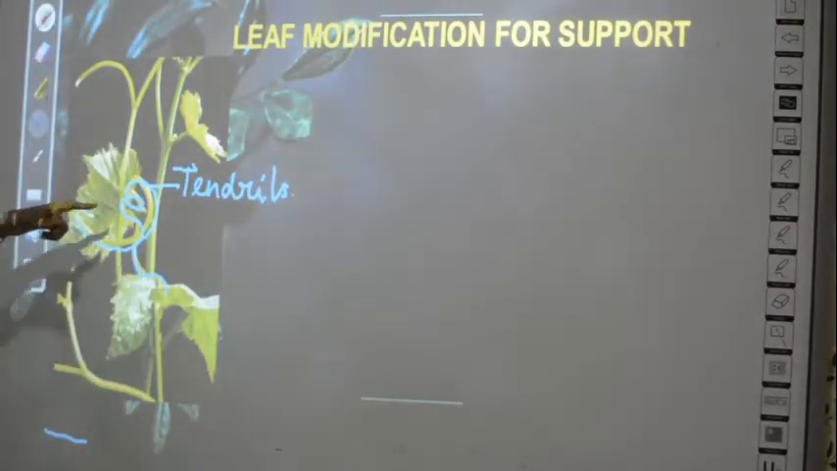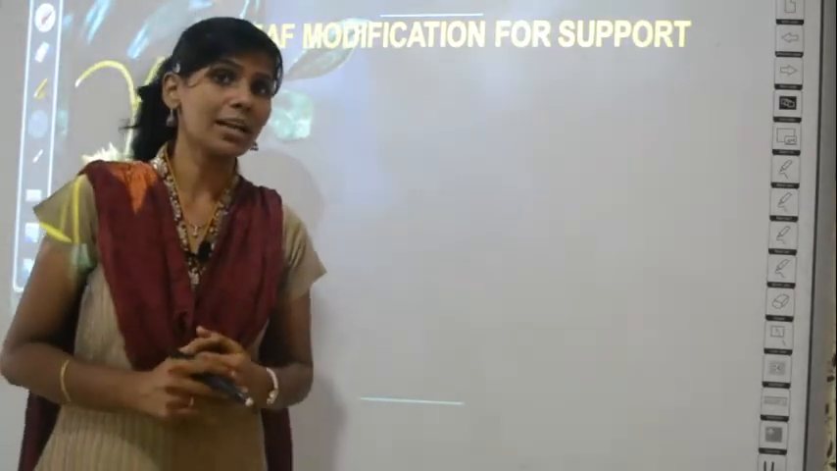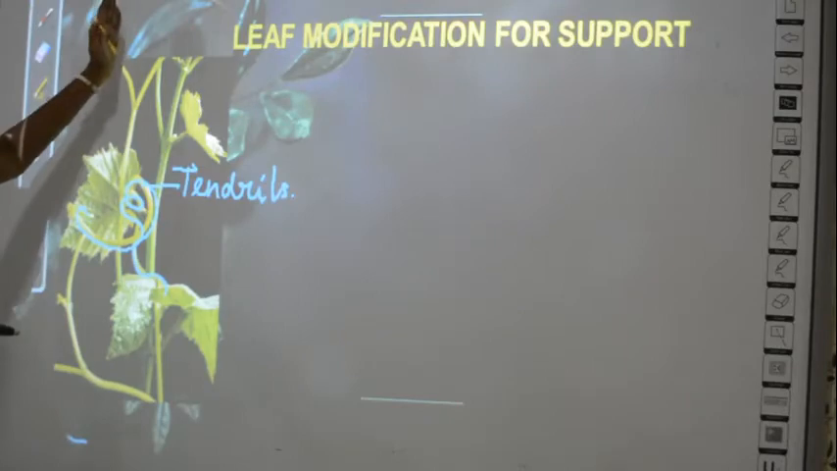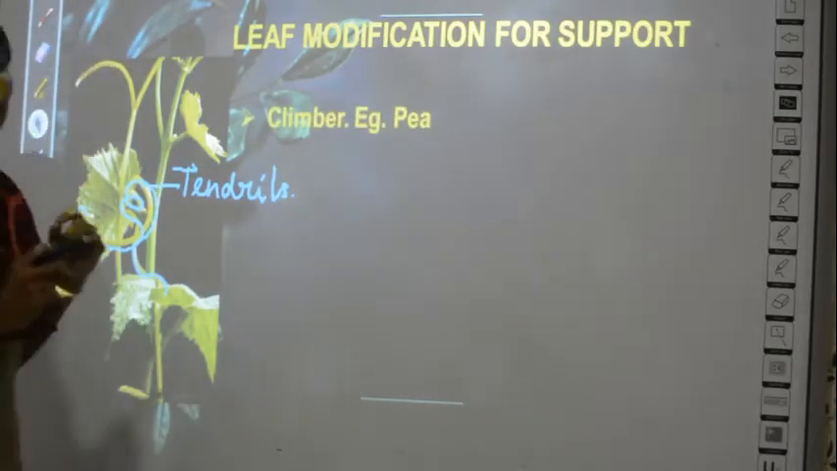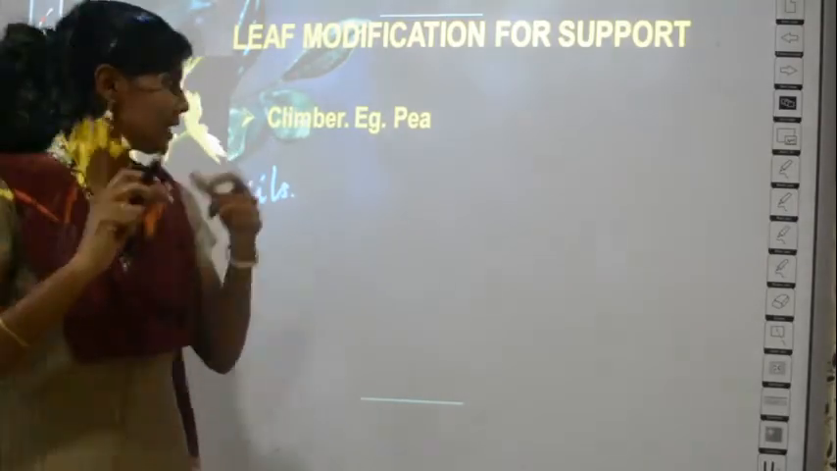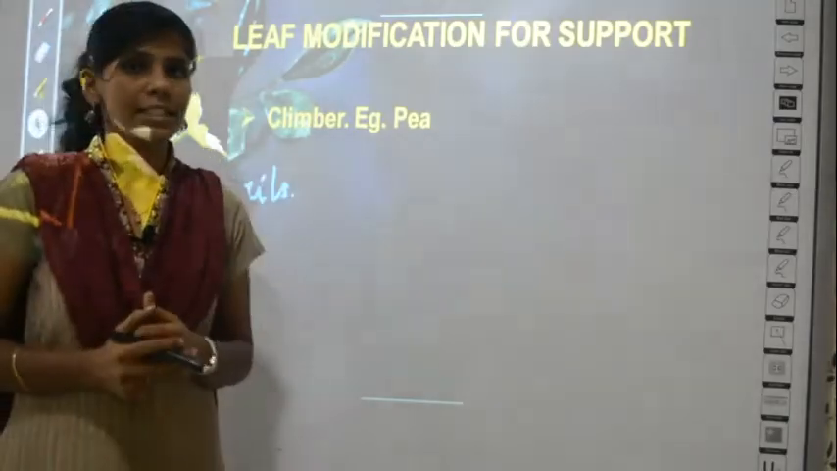Before that, what is this? If you have some coiled structure in some plant, they are usually called climbers. Have you heard of this word, climbers? What are climbers? Some plants can climb above. If you give a support, it can climb above. They are called climbers. What is the example given in your book? Pea plant is a climber.